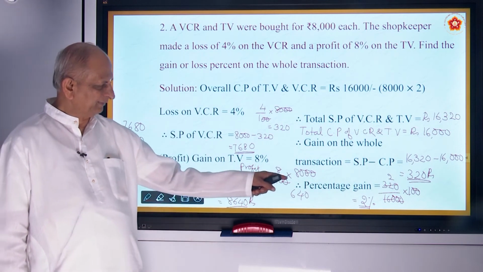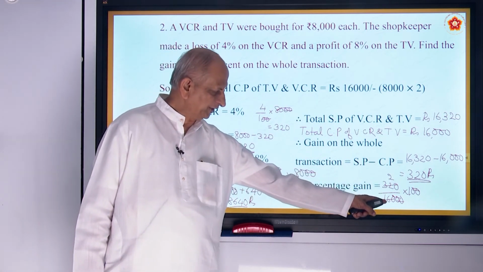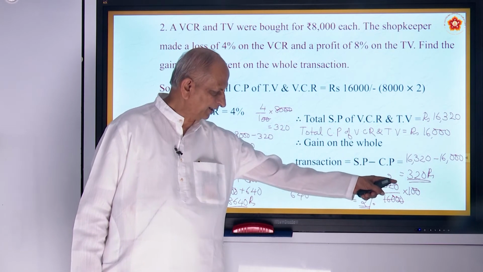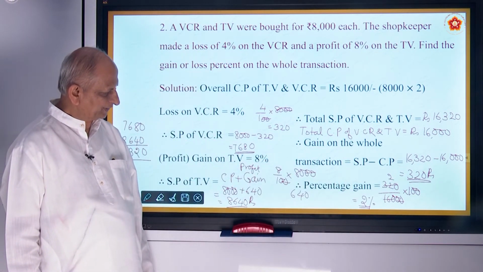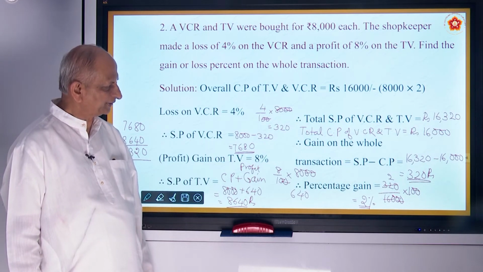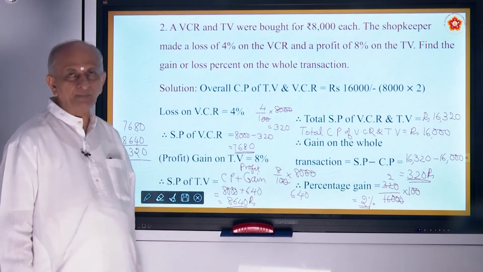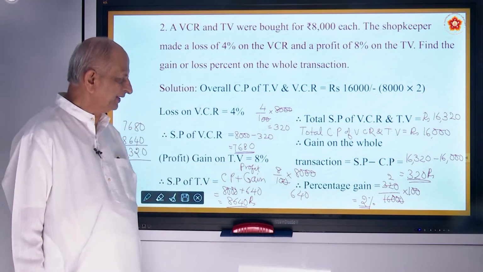What is percentage gain means what? For 16,000, 320 is the gain. For 100, how much? That comes to 2%. Okay. So that is the home assignment. This is a 4 marks question. You have to do in 8 minutes. Correct?